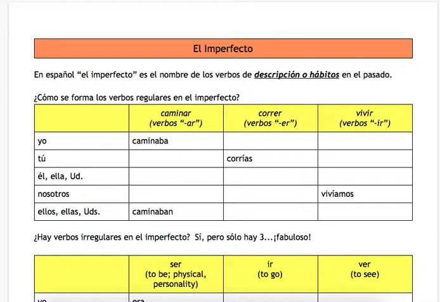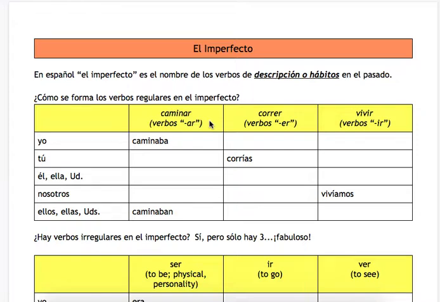So this is how you form regular verbs in the imperfect. We have 3 example verbs: caminar, correr, and vivir. We'll do caminar first. So this is an example of all regular verbs that end with AR. A couple other examples of verbs that end in AR could be like buscar or hablar, but this one is caminar.